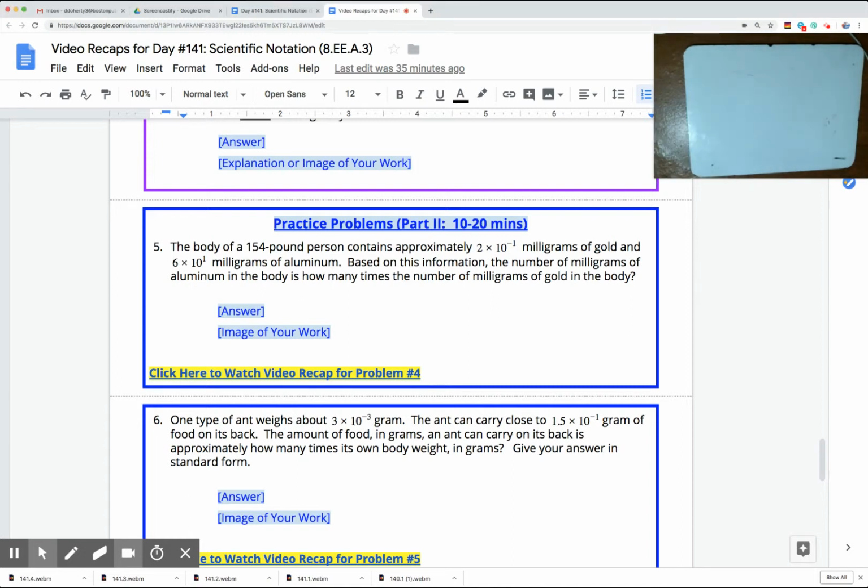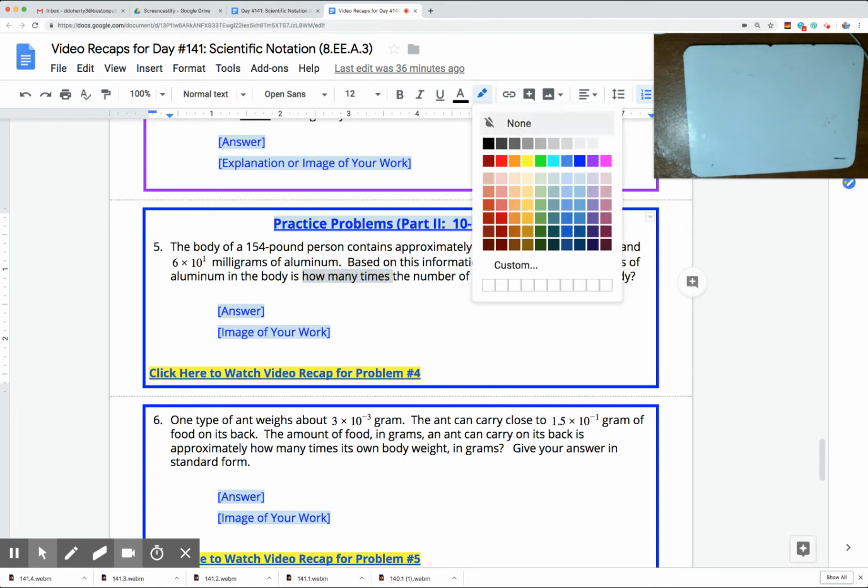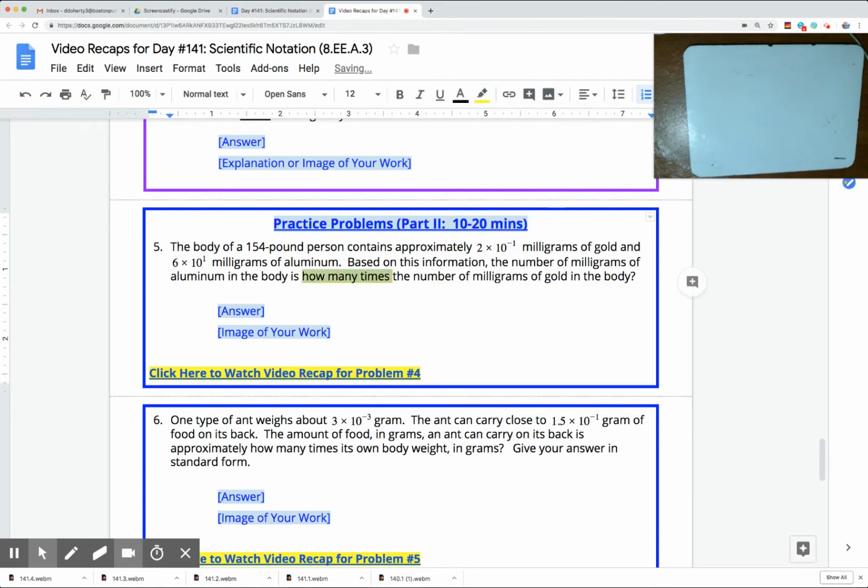For practice problem number 5, we're going to go ahead and reread it for a second here. It says the body of a 154-pound person contains approximately 2 times 10 to the negative first milligram of gold and 6 times 10 to the first milligrams of aluminum. Based on this information, the number of milligrams of aluminum in the body, and here's the key, is how many times, I'm going to go ahead and highlight that phrase, how many times the number of milligrams of gold in the body. So they're not just saying how much larger as a number, they're saying how many times larger.